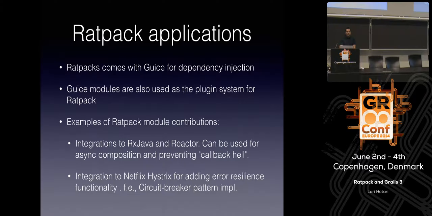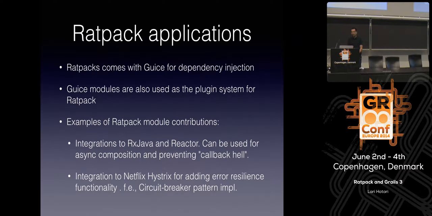So some examples of Ratpack module contributions are integrations to RxJava and Reactor. And these can be used to do asynchronous programming, like composing asynchronous functions. And this helps prevent callback hell.